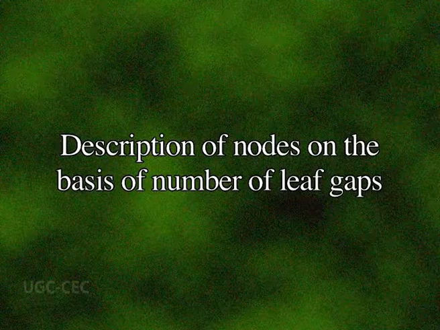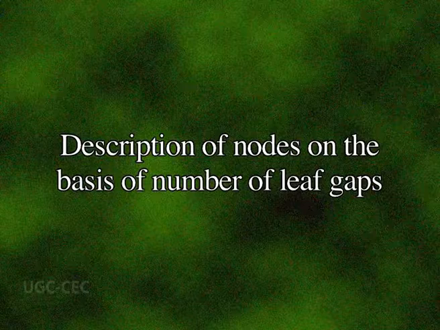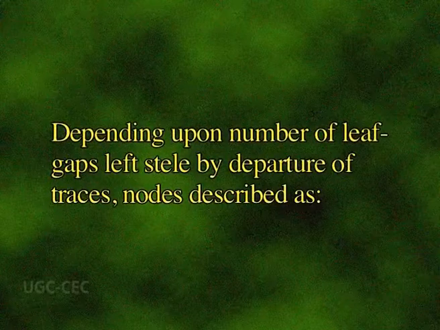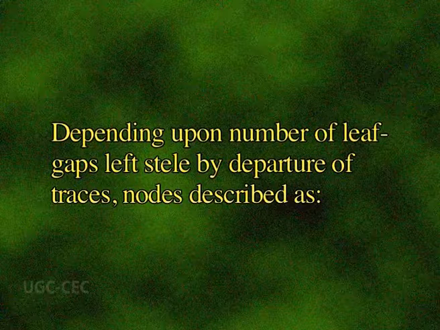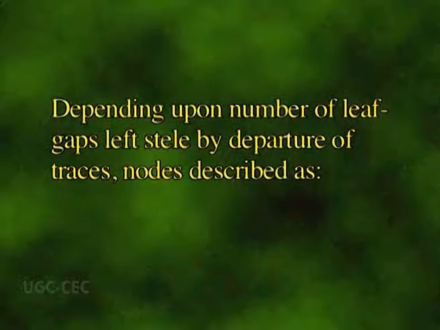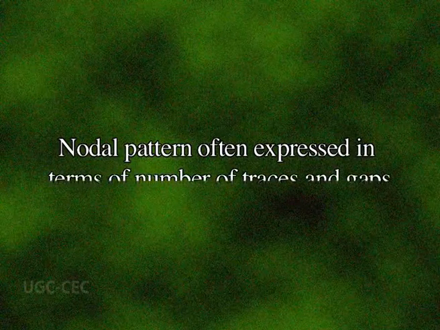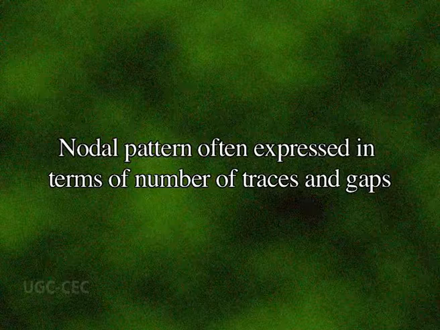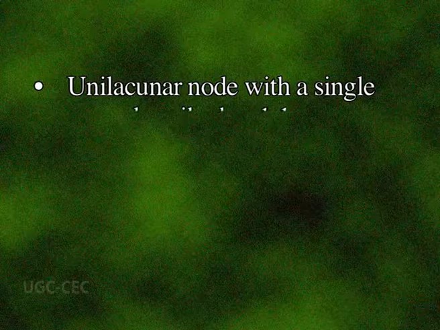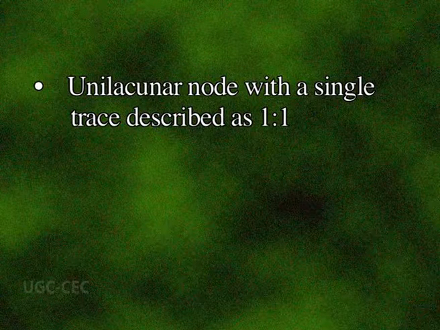Now, description of nodes on the basis of the number of leaf gaps. Depending upon whether 1, 3, 5 or more leaf gaps are left in the stele by the departure of traces, nodes are described as unilacunar, trilacunar, pentalacunar or multilacunar. The nodal pattern is often expressed in terms of the number of traces and gaps. For example, a unilacunar node with a single trace would be described as 1:1.